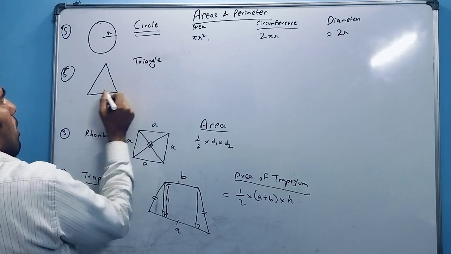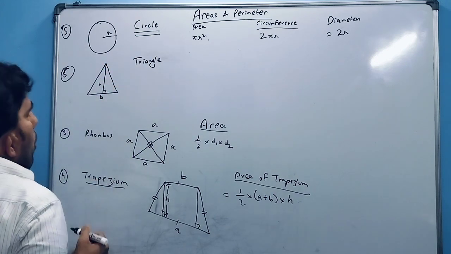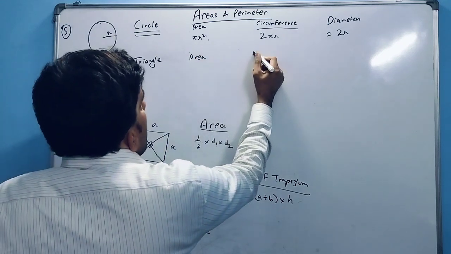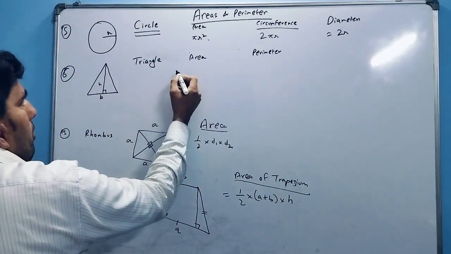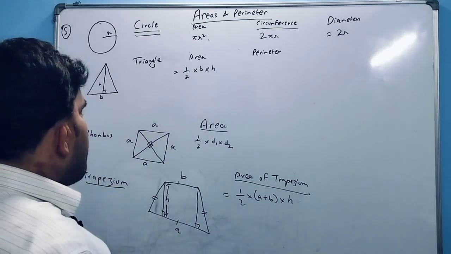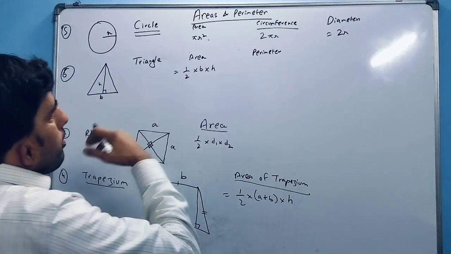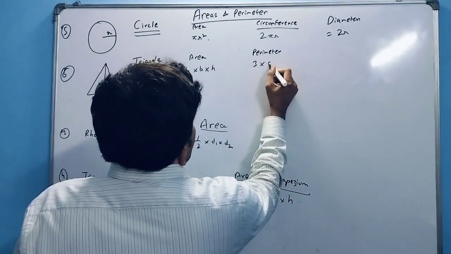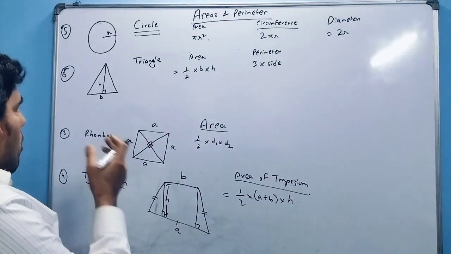Here we have the base. If I say this is my height, now this is a triangle. If I need to find its area and perimeter, how to find the area: it will be half into base into height. That is one of the formulas to find the area of a triangle. And if we need to find the perimeter, then we need to add all sides of the triangle. So we will say 3 into side, we can multiply 3 into the sides.